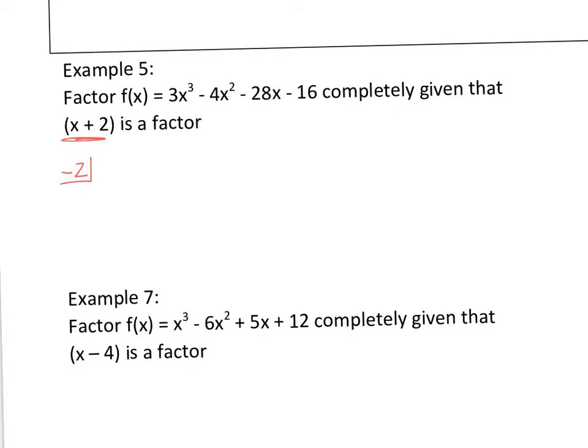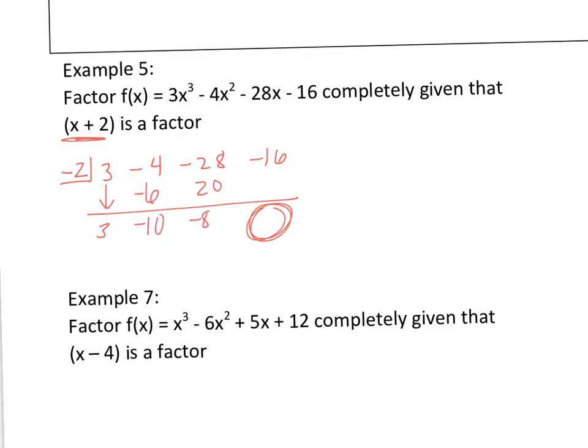We change the sign, we put down our coefficients, and when we do this, this number right here should be a 0. So bring down our 3, 3 times negative 2, add, multiply, add, and multiply, and then notice that we do get that 0 remainder. So we have remainder, constant, x squared. Okay, now this says to factor completely. Well, we have one of our factors, it's x plus 2.